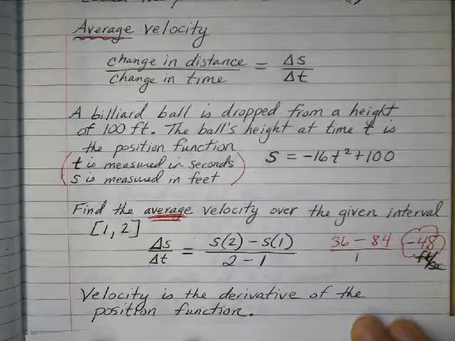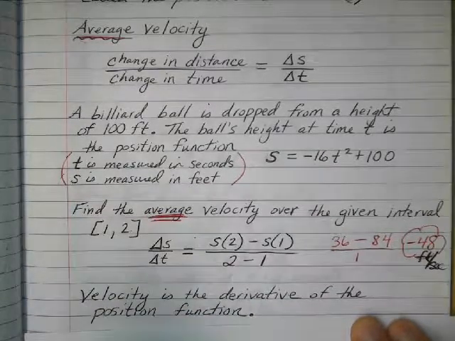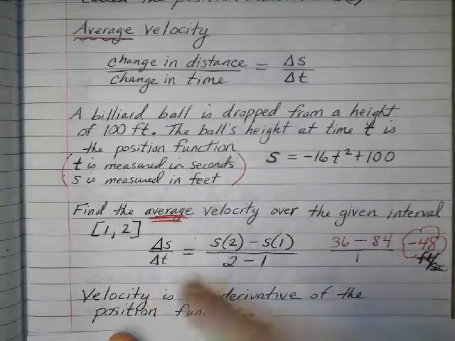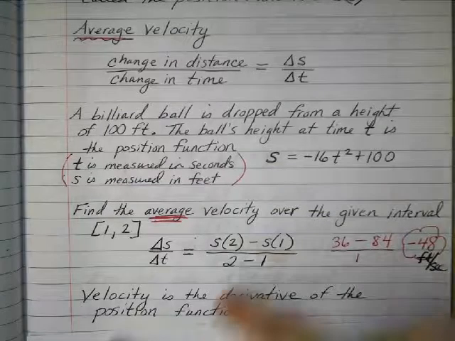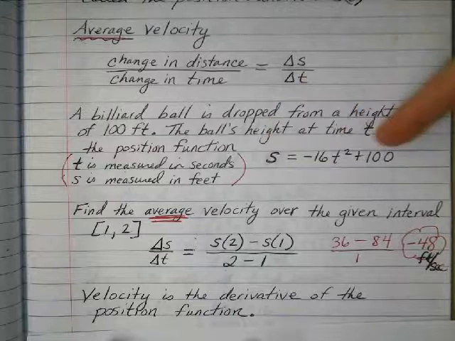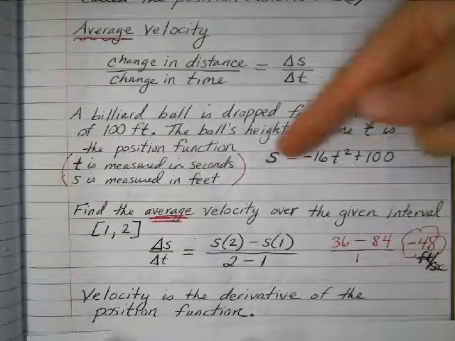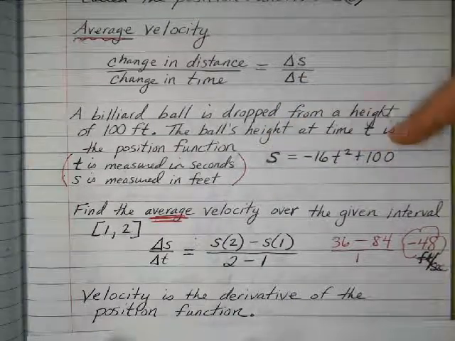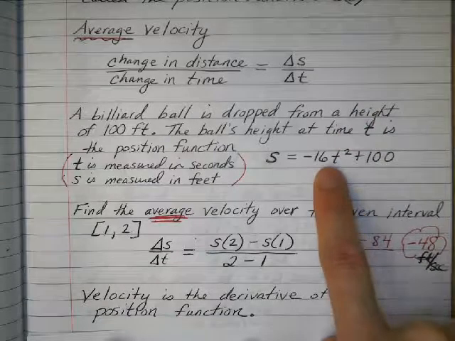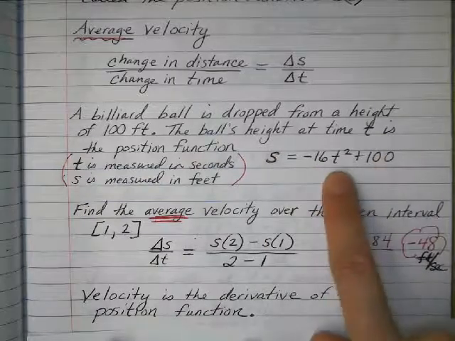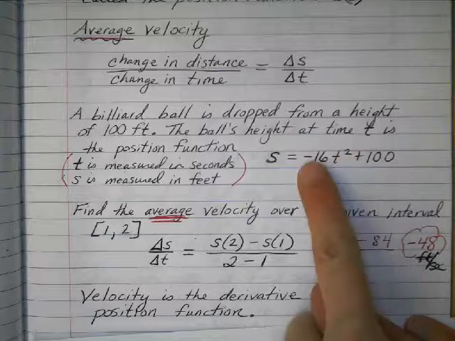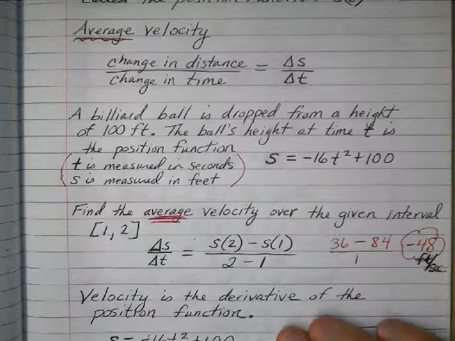So what if I wanted you to find just the velocity of that function that we started with, not this average velocity? The velocity is the derivative of that s function, that position function from earlier. So do you know what the derivative of this function is? Like we did at the board? What if I asked you to find the derivative of this function? Do you know what you'd get? Yeah, you'd get negative 32t.